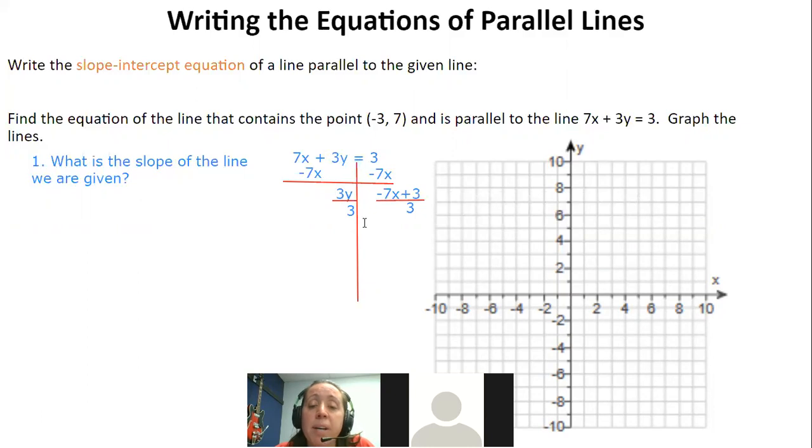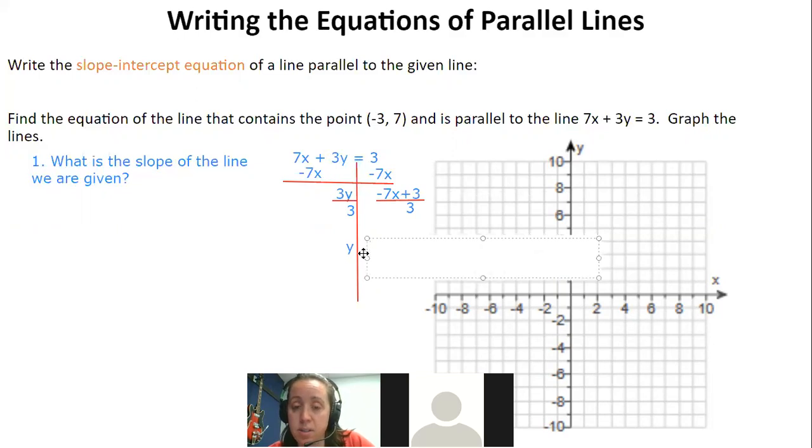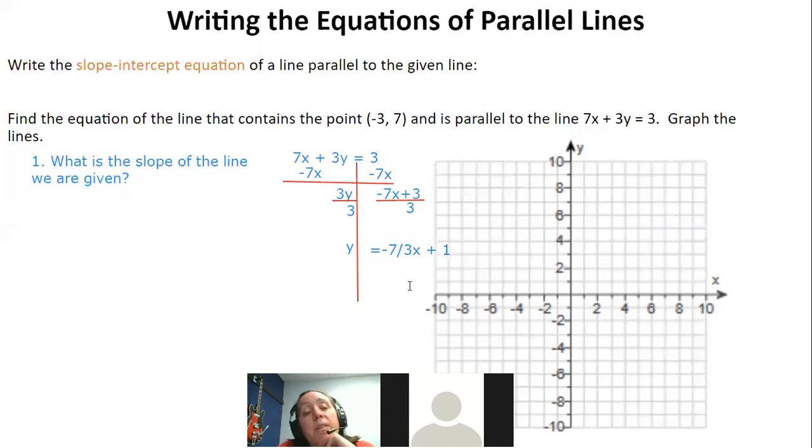All right, 3y divided by 3 just gives you y. I'm with you, my friends. It's exhausting. So yeah, looks like we would have y equals -7/3 x plus 1. So that's what we would have.